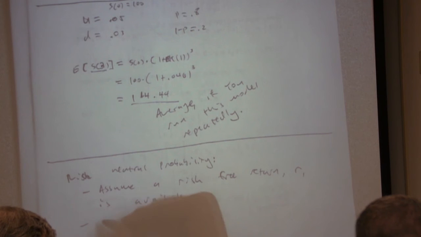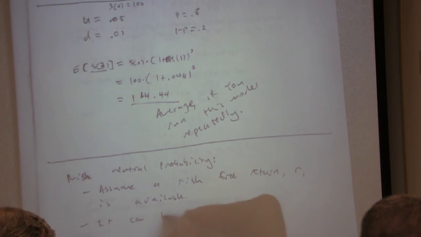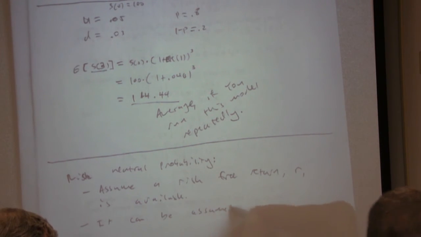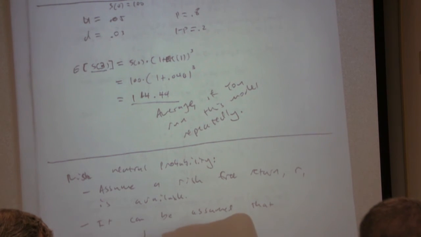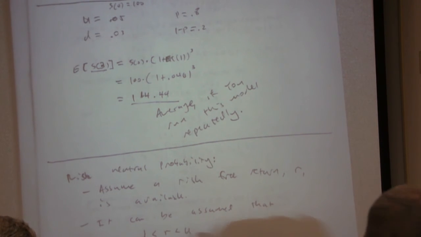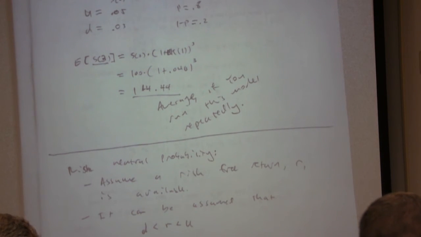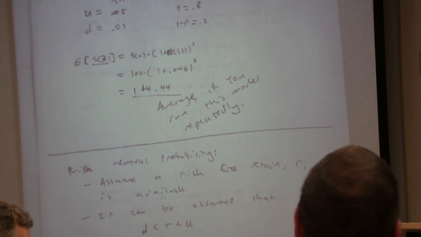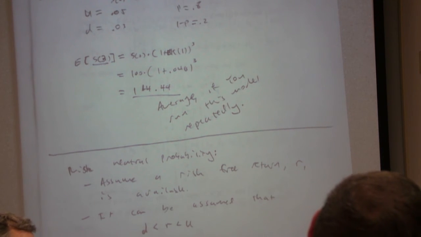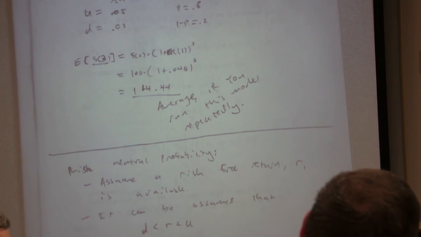Then it can be assumed that the lesser return D is less than the risk-free rate, and the risk-free rate is less than the upper return. This is a relatively safe assumption because if the lesser return for this investment was above the risk-free rate, you wouldn't invest in the risk-free asset, you'd invest in the other asset, because the lesser return for that asset is above the risk-free rate.